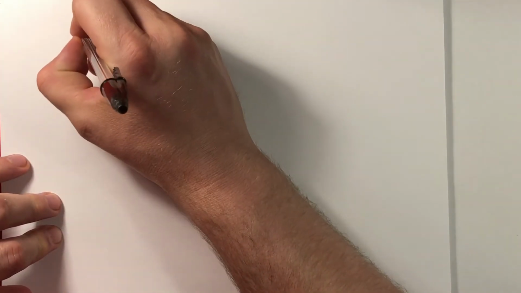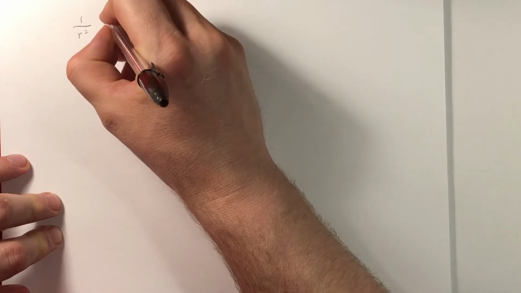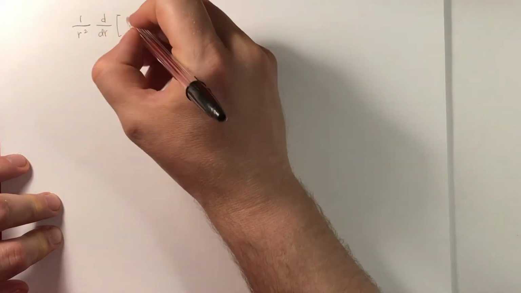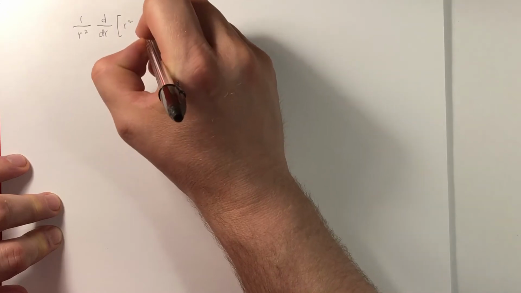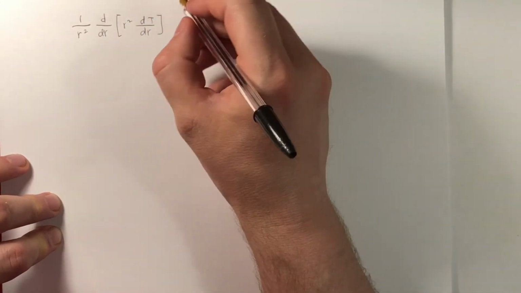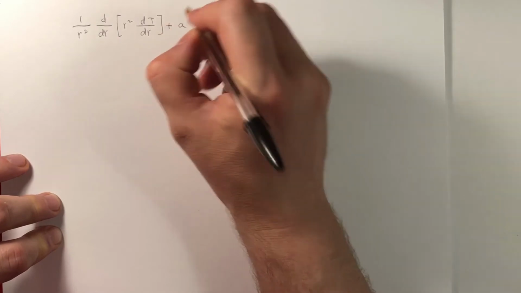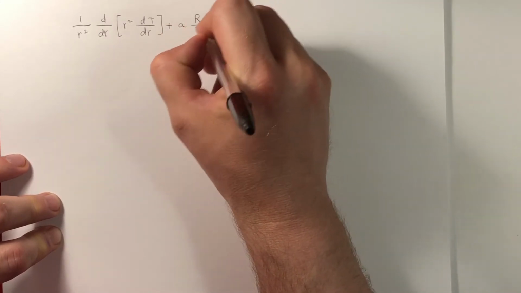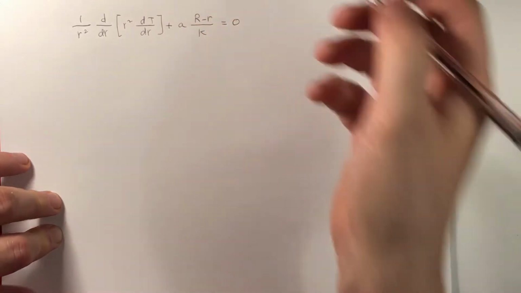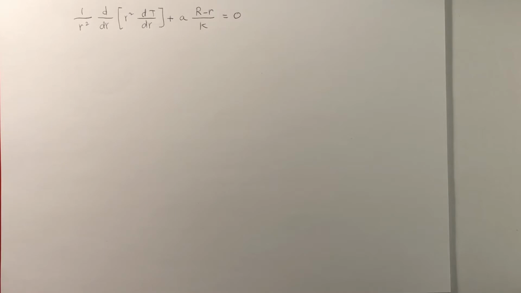So since we know the heat generation, how it depends on the radius r, we can substitute the function that we know. So we have plus A (R minus r) divided by K equal 0. So now that we have our conduction equation written, we need to specify boundary conditions. And since this equation is a second order ODE, we need two boundary conditions.